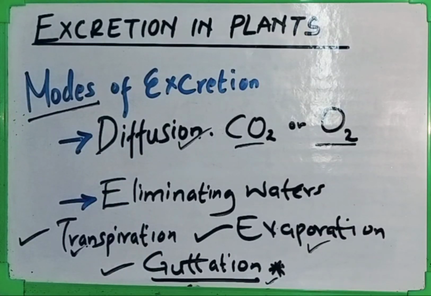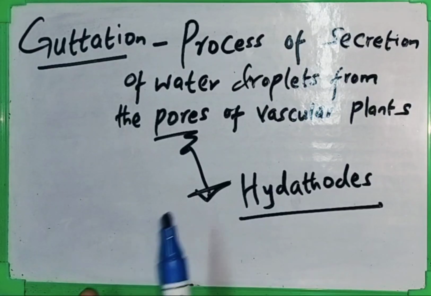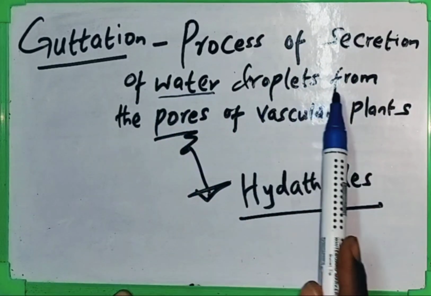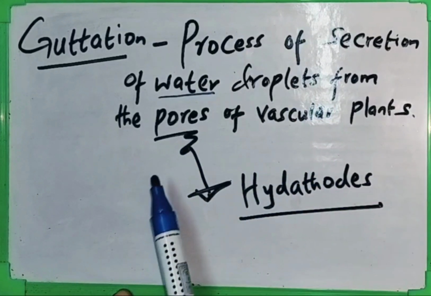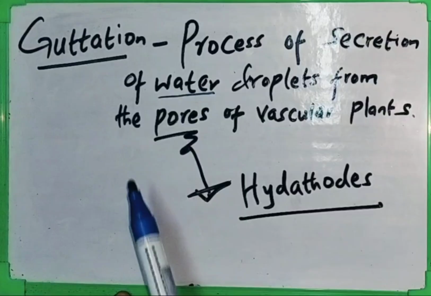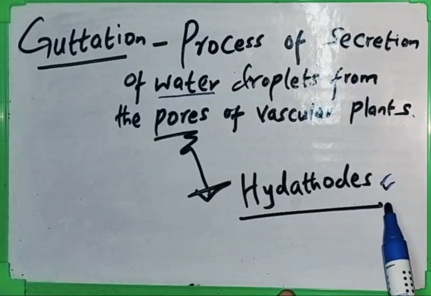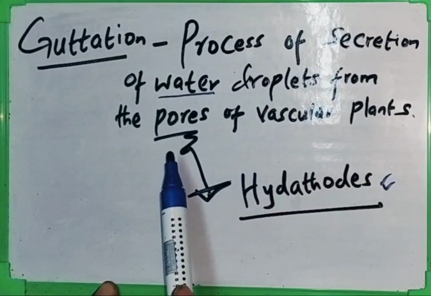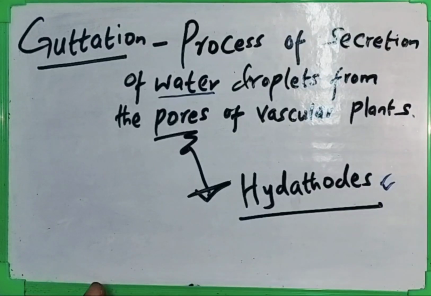To define, guttation is the process of secretion of water droplets from the pores of vascular plants. These pores are special and we have a name. We call them hydathodes. So if you say the process of removal of water from hydathodes of vascular plants, you will be correct.